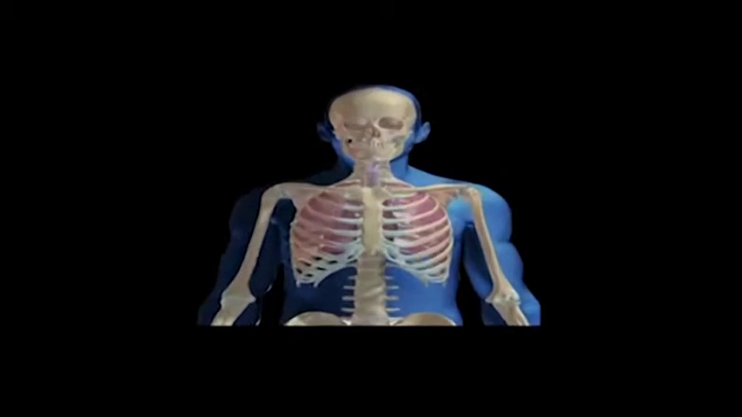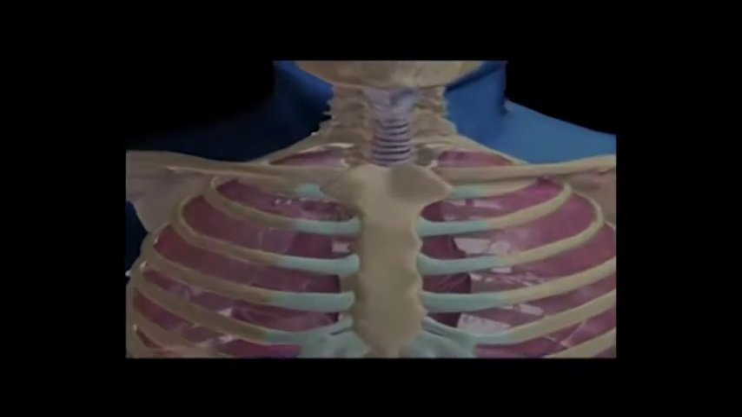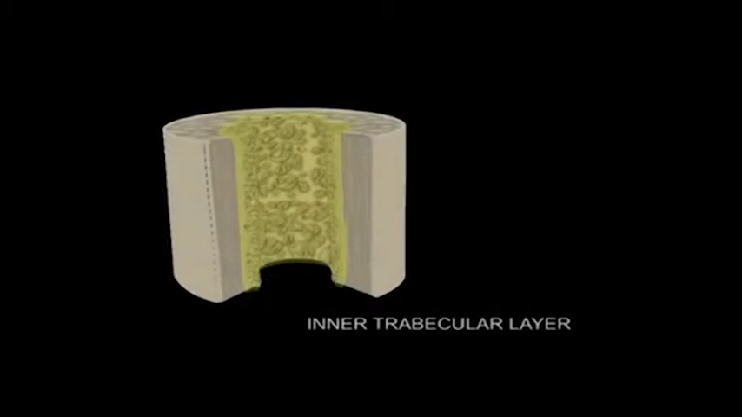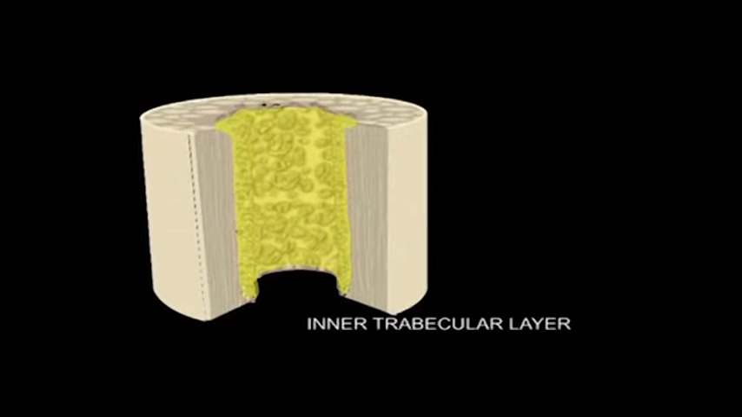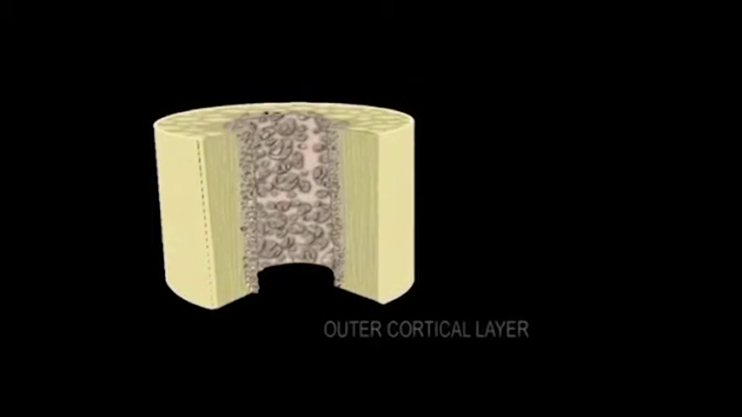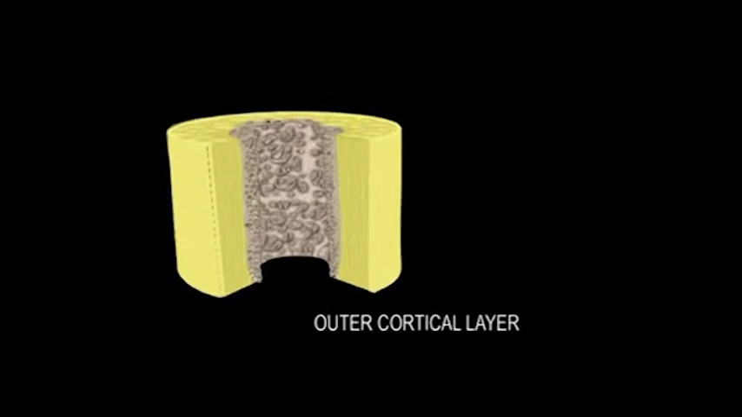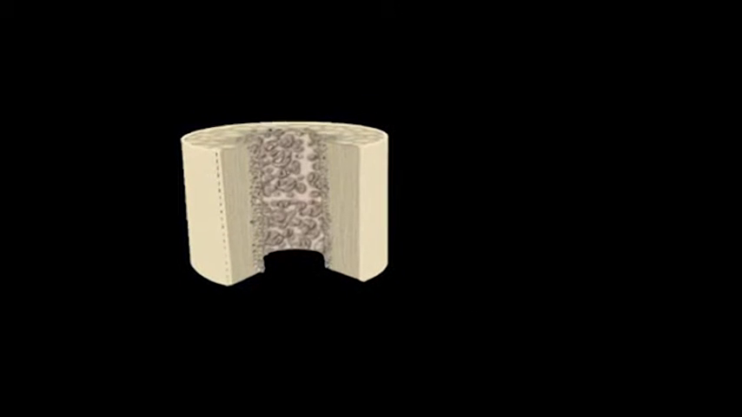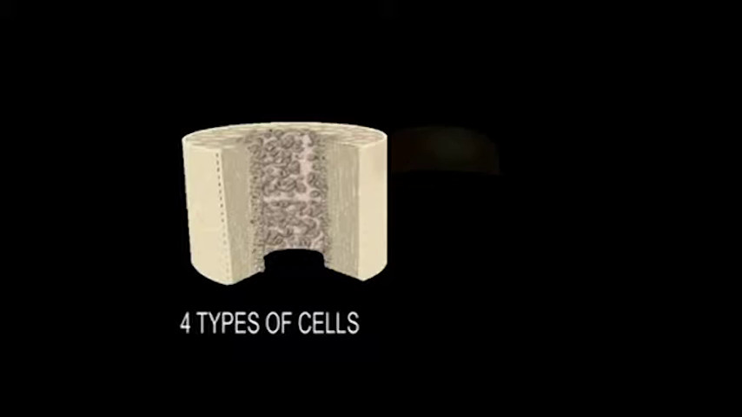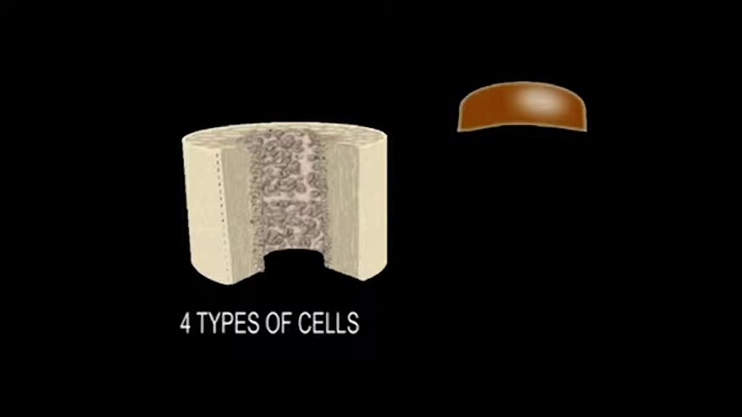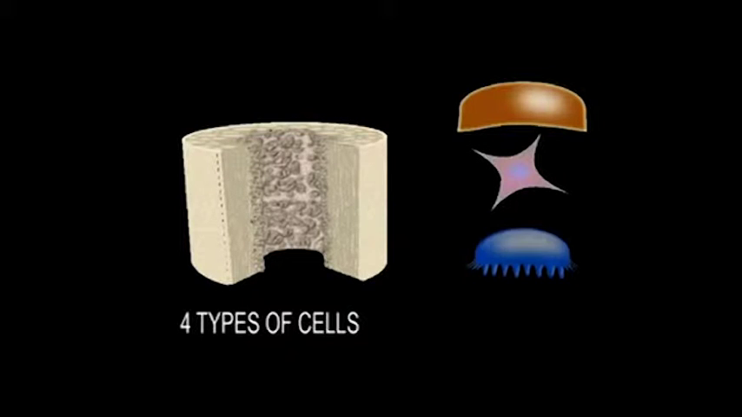The skeletal system is the structural framework of the body composed of approximately 200 bones in adults. The bones have an inner trabecular layer composed of cancellous bone and an outer cortical layer composed of compact bone. Bones are composed of 4 types of cells, namely osteoblasts, osteocytes, osteoclasts, and lining cells.